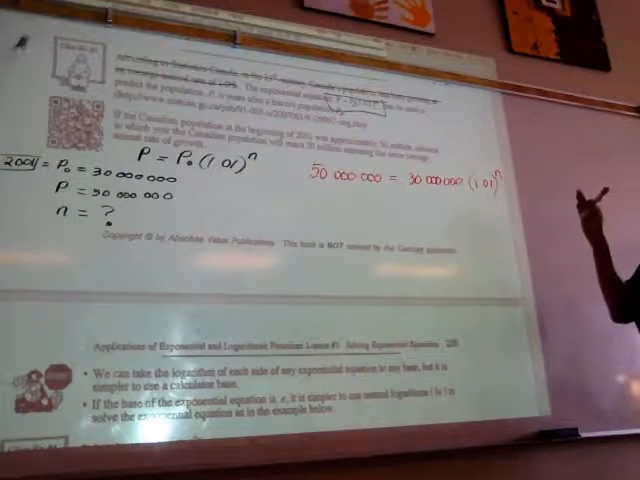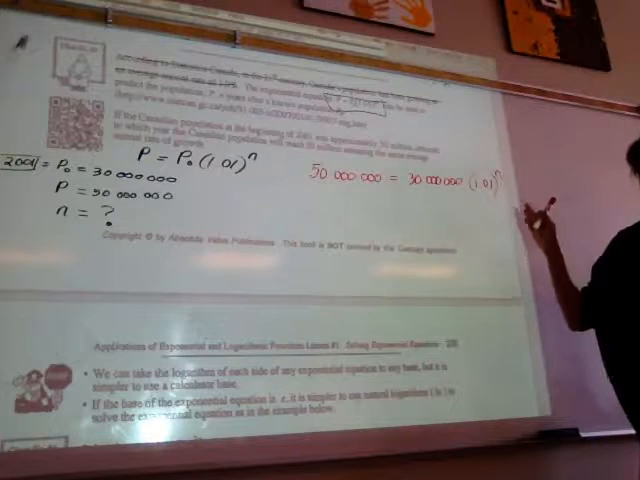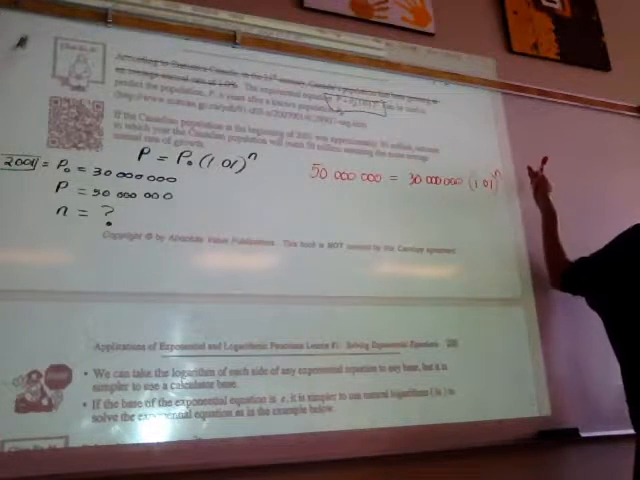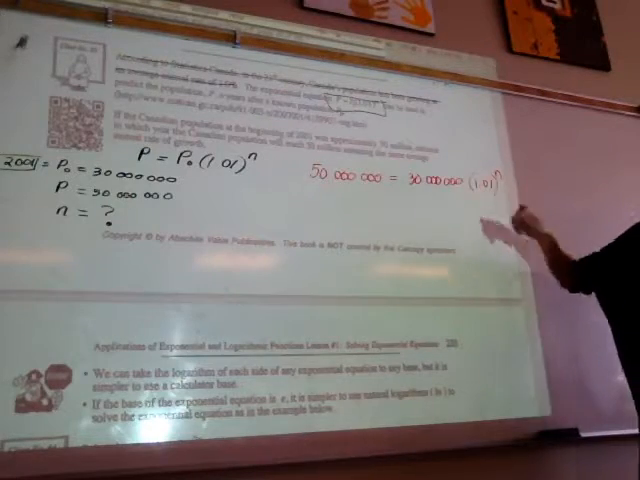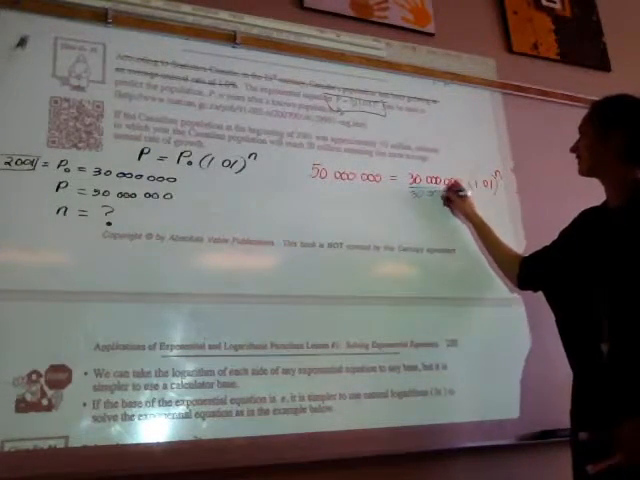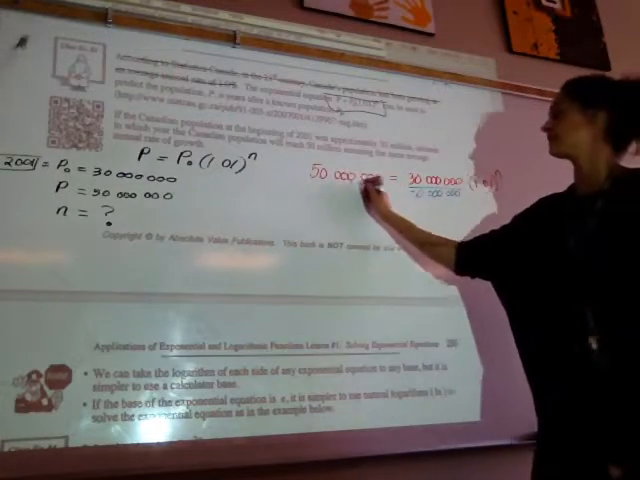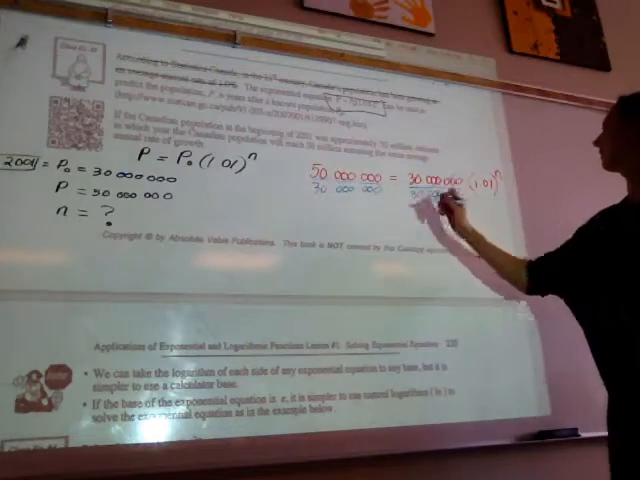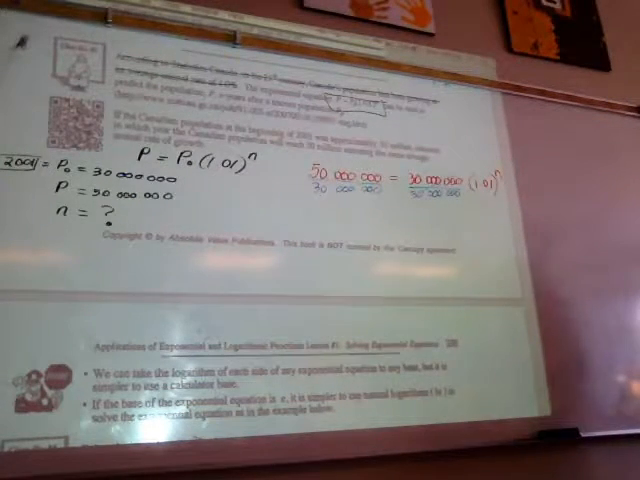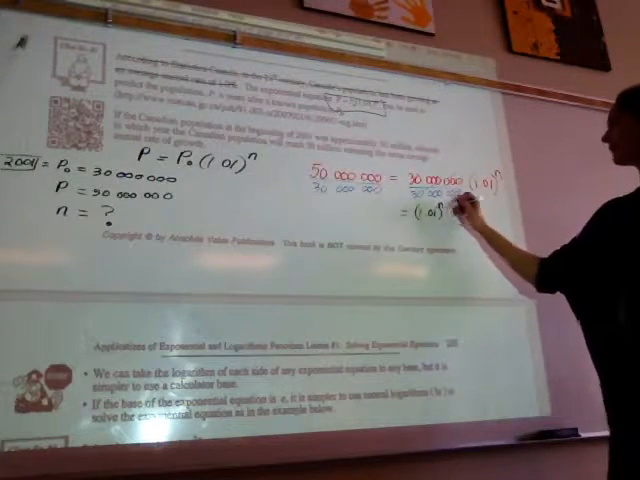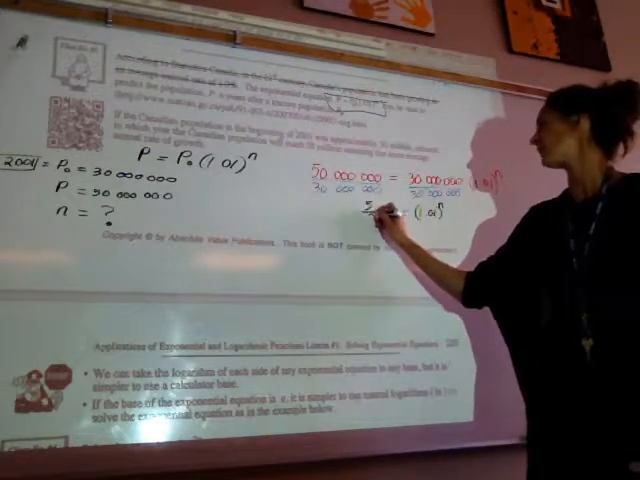Just like we did in some previous questions, we first need to isolate the exponent. So we want to get 1.01 to the power of n all by itself. So we're going to divide by 30 million, big number, on both sides. It'll cancel out on the right hand side. Now we're left with 1.01 to the power of n equals 5 over 3.